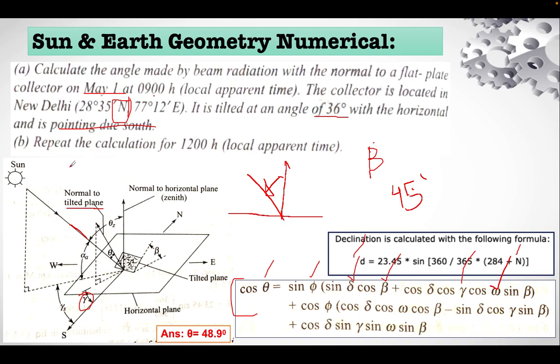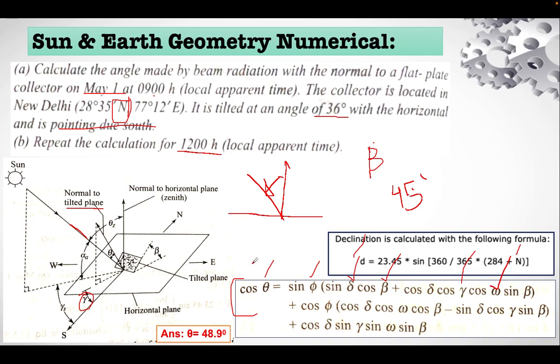Similarly, we have to repeat the calculation for the time 1200 hours. In that case, the hour angle is going to be 0 because the time is 12 noon. So omega will be 0, the other angles will remain the same, and we calculate the angle of incidence. I advise you all to see the previous video and understand the different types of angles related to the sun and earth geometry, then you will easily get this numerical.